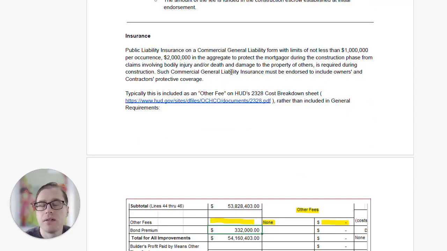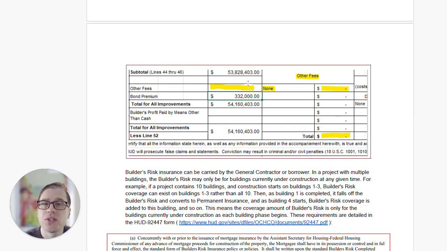For insurance, HUD does require general commercial liability, limits not less than $1 million per occurrence, $2 million in aggregate. For builder's risk, that can be paid either by the owner or the GC. All the insurance premiums are eligible for inclusion in the mortgage. And builder's risk, if you're doing a project where you have, say, 10 buildings on site and the first 3 buildings are completed, then 4, 5, 6, the builder's risk can prorate or come off the buildings that are completed and just be applicable to the buildings that are still actively under construction.